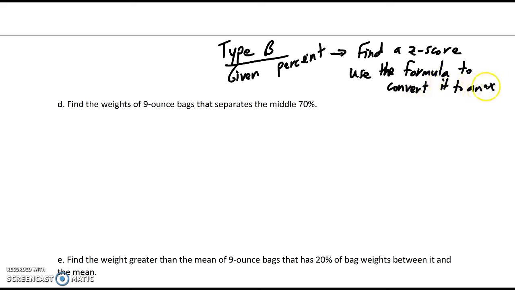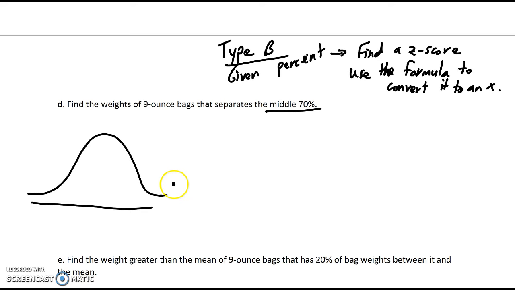I think the type B questions are the harder of the questions we can ask you, but really, if you take your time with them, they're not as hard as they appear. Find the weights of 9-ounce bags that separates the middle 70%. Okay, the middle 70%. Really helpful on these to sketch yourself a picture. Okay, the mean was at 9.12.